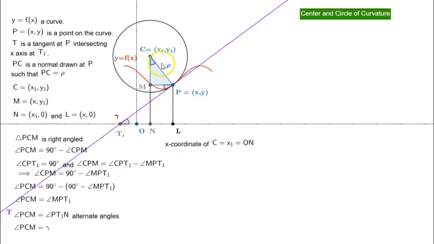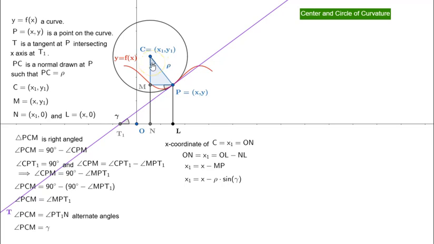Figure out the x coordinate of C. What is x1 equal to? So the x coordinate of C is x1, which is equal to ON. Now ON we can write as OL minus NL. So x1 is equal to OL, which is x, minus NL, and NL is equal to MP. MP is the side opposite this angle. So opposite side by hypotenuse will give you sine.